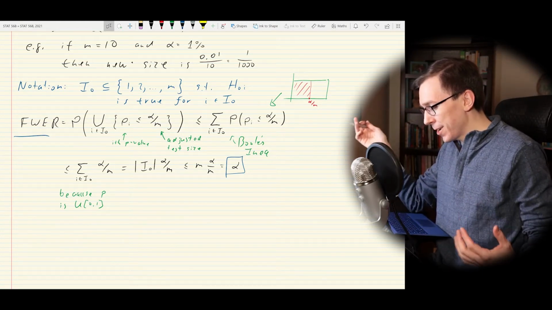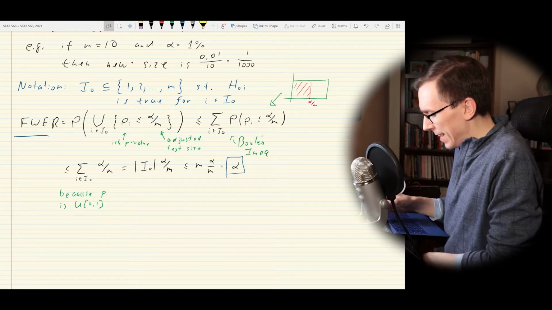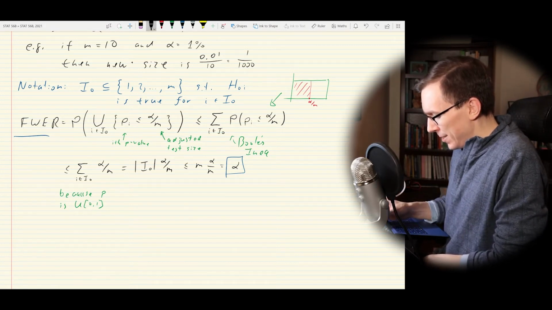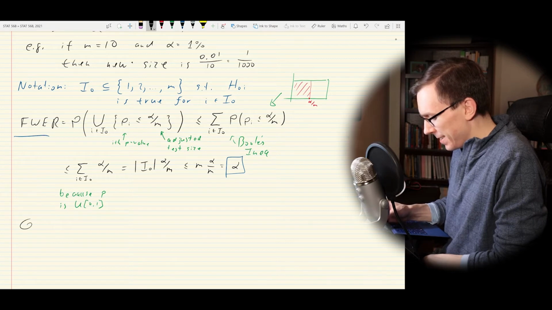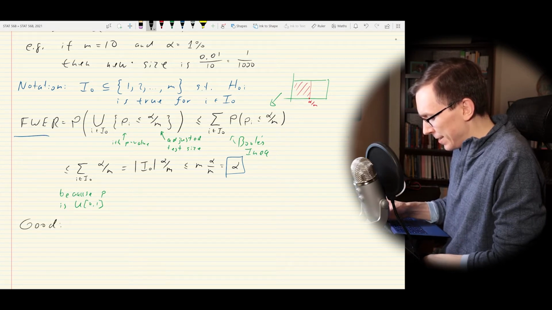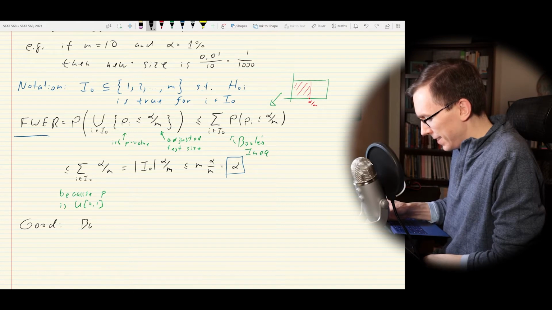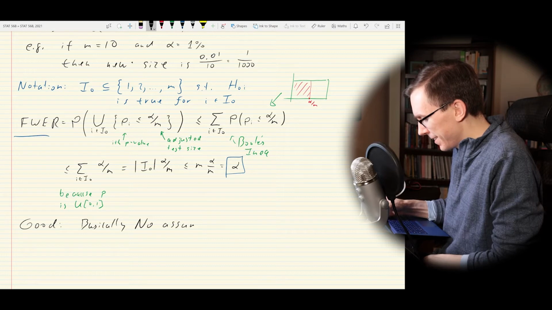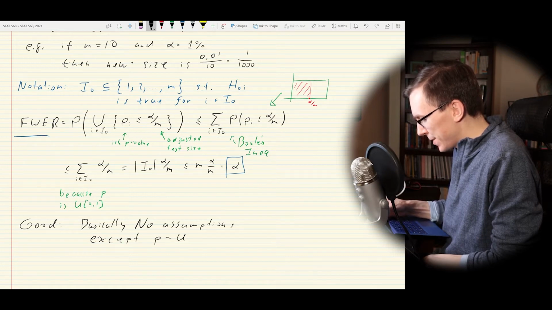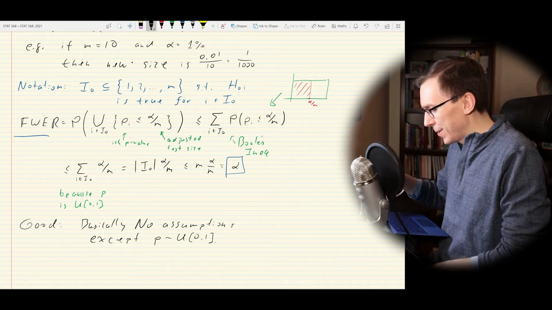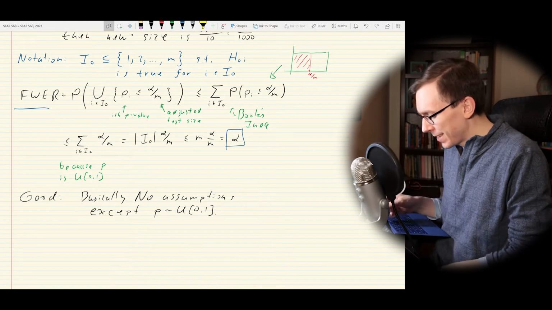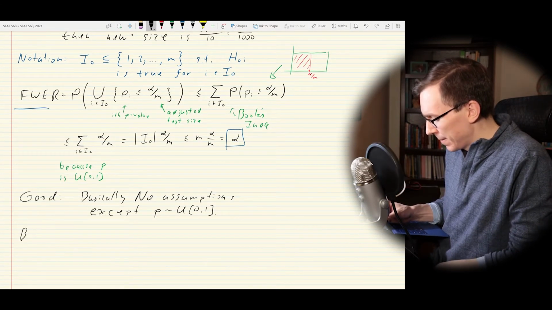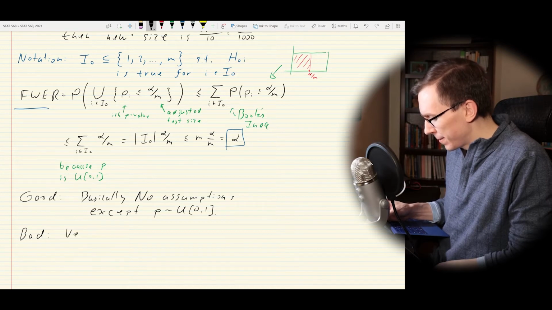Now, okay, so that's straightforward, but the idea is that the good things are that basically there are no assumptions except P being uniform 0, 1. So Bonferroni's method really does apply to just about everything. The bad is that it is very conservative.